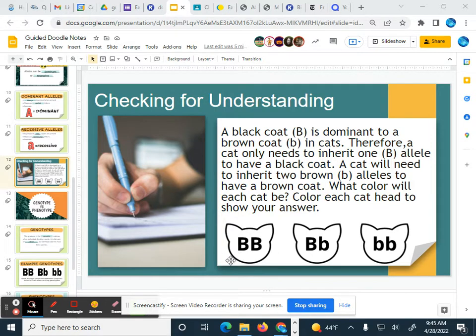So let's look at this first cat. Please, one finger if you think the cat has a black coat. Two fingers if you think the cat has a brown coat. Everyone vote. Good. You should have said that the cat will have a black coat. Please tell the person next to you why.